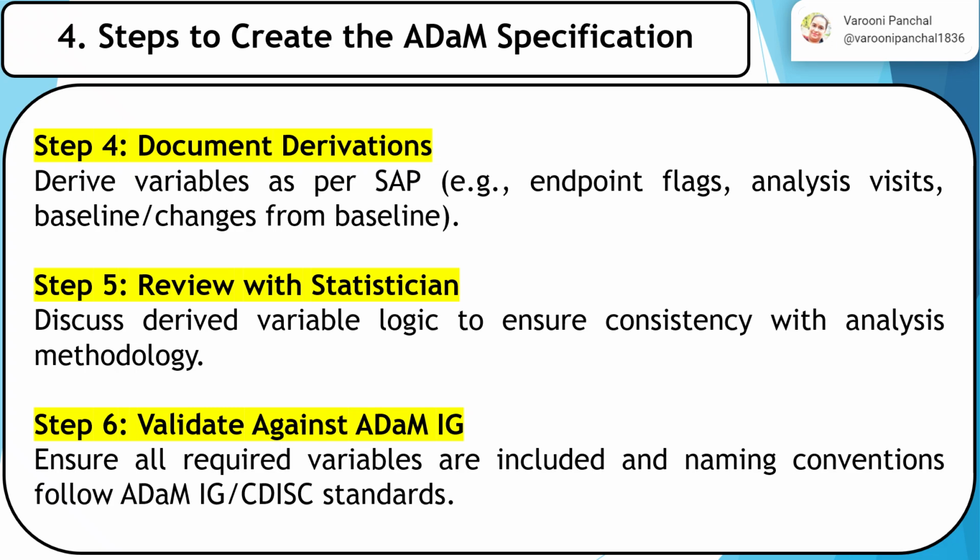Generally we document in the ADaM specs so that it becomes very friendly to refer in one specific file itself. The next step is review with statistician or a biostatistician. Now you can discuss the derived variable logic to ensure consistency with analysis methodology. Now to have a better practice in place, it's always better to get those formula and the logic reviewed by the biostatistician much earlier rather than at a later stage where you have a deadline and there is too much of differences in calculating a specific variable.